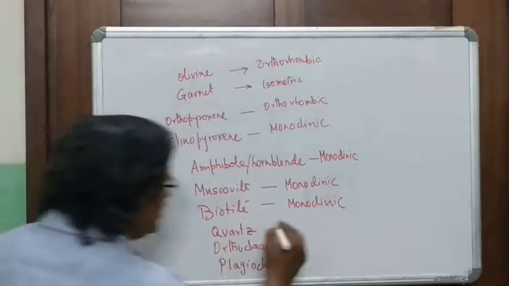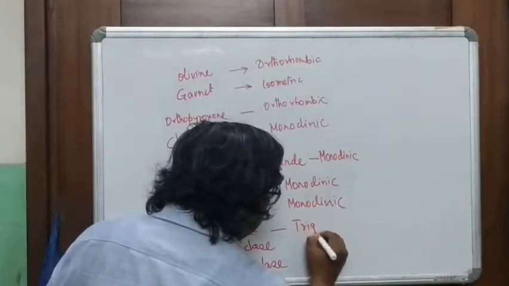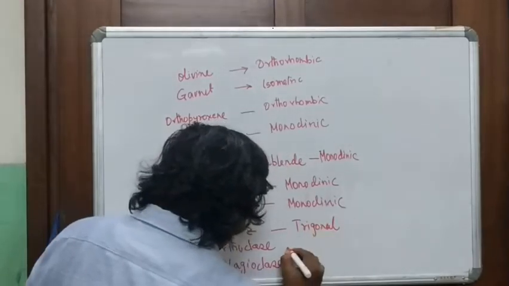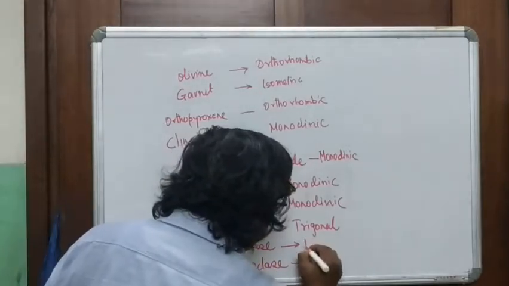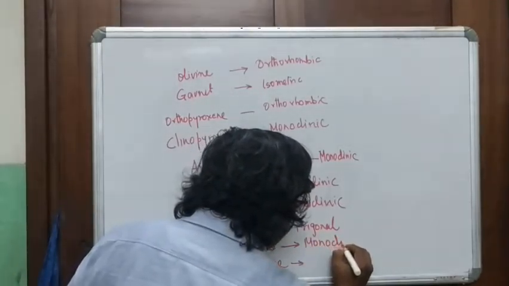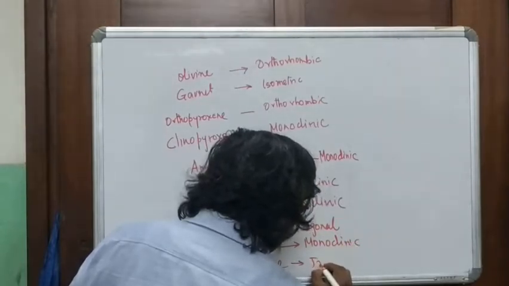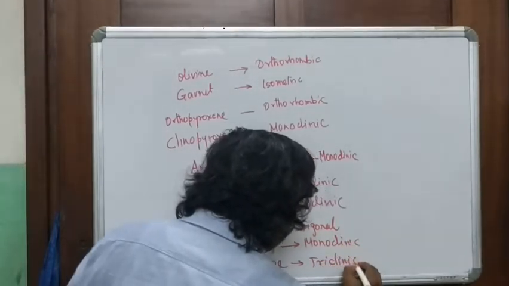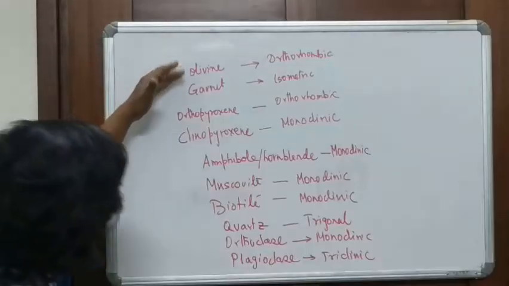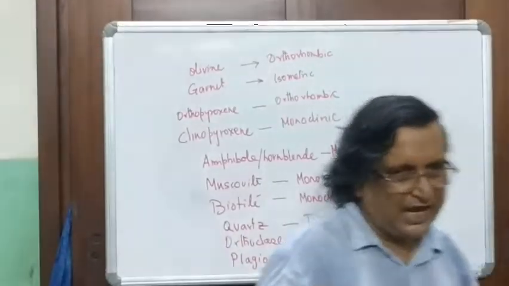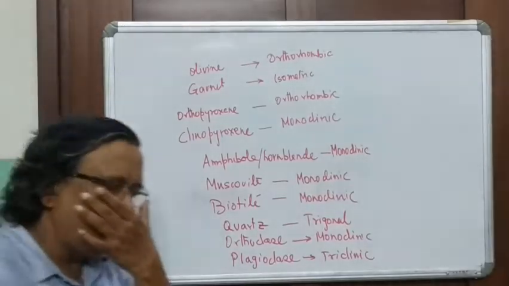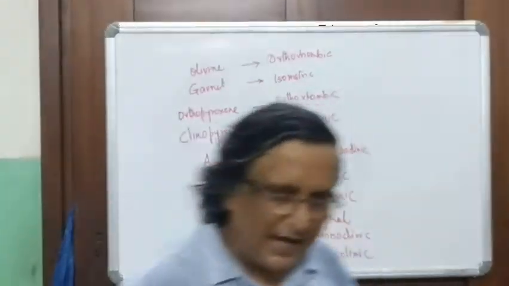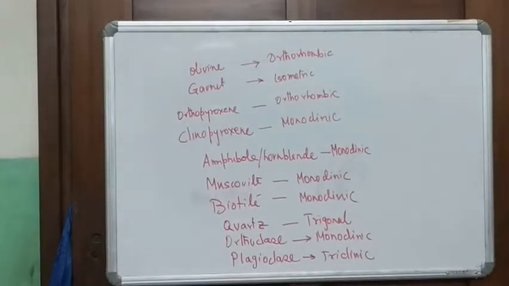Quartz is in the trigonal system. Orthoclase is in the monoclinic system, and plagioclase is in the triclinic system. So these minerals crystallize, and these are required for what I am teaching. There are other minerals, but by that time I think your teacher in mineralogy will have told you. So that will be required at a later stage.